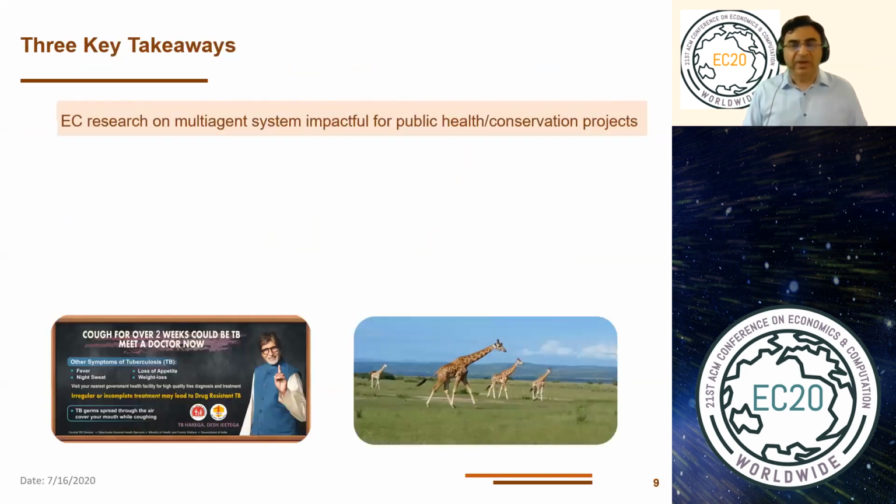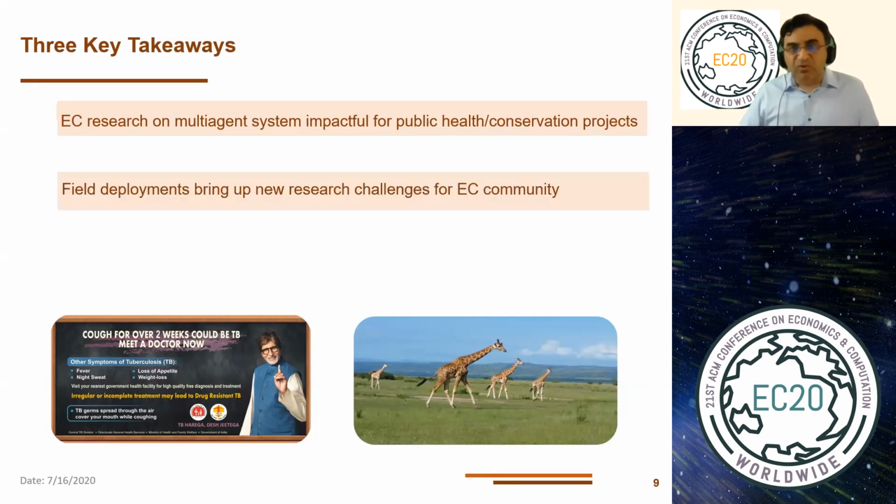So as I go through the rest of the talk, I hope there are 3 key takeaways that the audience can get out of this presentation. First, EC research, the research done by this community on multi-agent systems models, whether it's social networks or game theory, is very useful and impactful for public health and conservation projects, as I hope you will see. Deploying things in the field, though, brings up new, exciting research challenges, which I hope will be of interest to the EC community, and I'll outline some of these challenges.